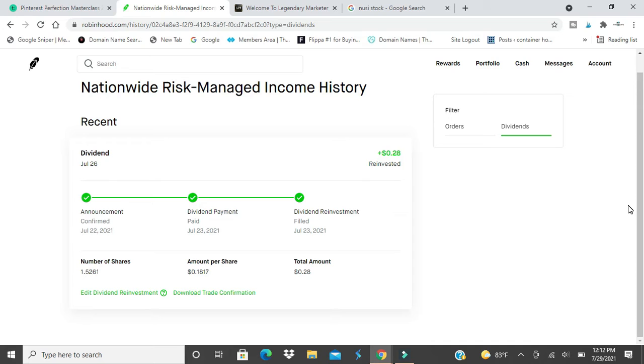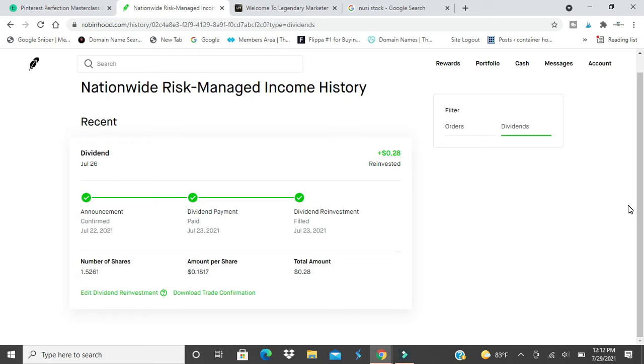I'll put the DRIP program right back on that stock. And over time, every month, it'll go up more and more. So next month, I might get 29 cents or 30 cents. So the DRIP program is a good thing to do because some brokers, you have to put in a minimum of $1. So if you're making $35, $40, $50 from a dividend, then you might have more control.